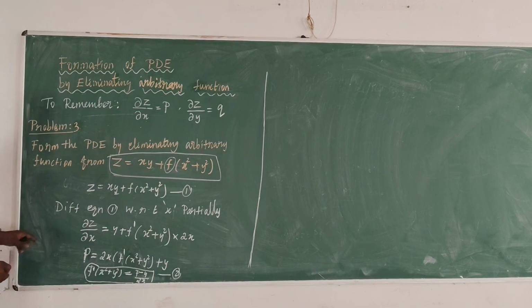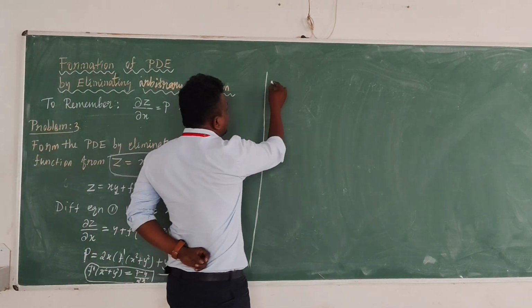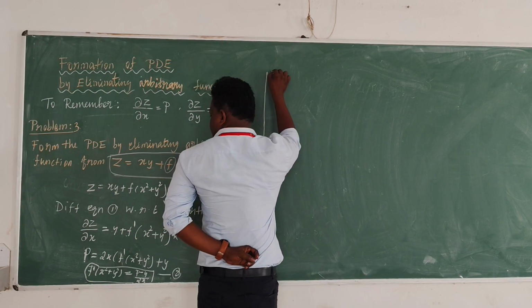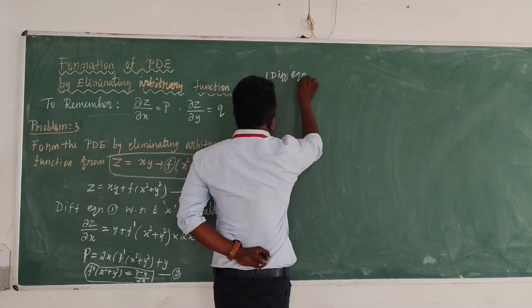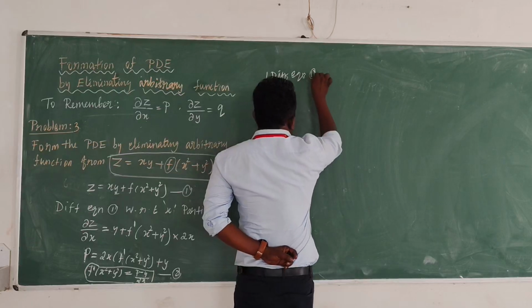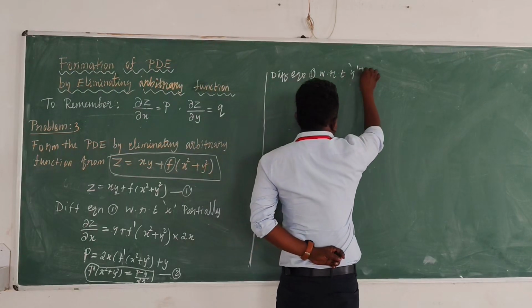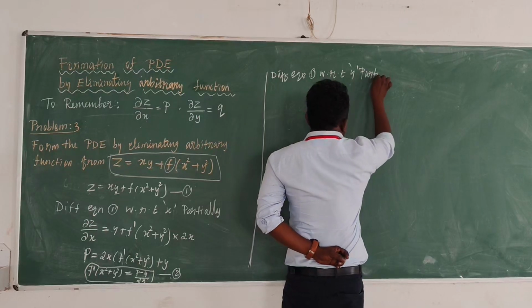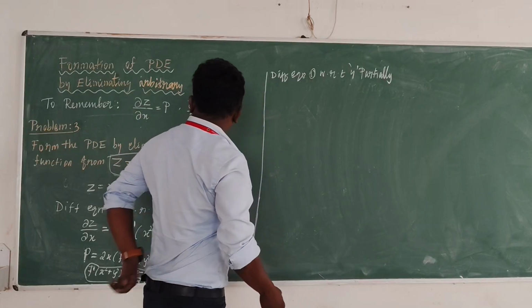So whatever you have done so far, the same concept you are going to follow in the next step with respect to y. Okay, let us see what the answer would be. So now differentiate equation 1 with respect to y partially on both sides.